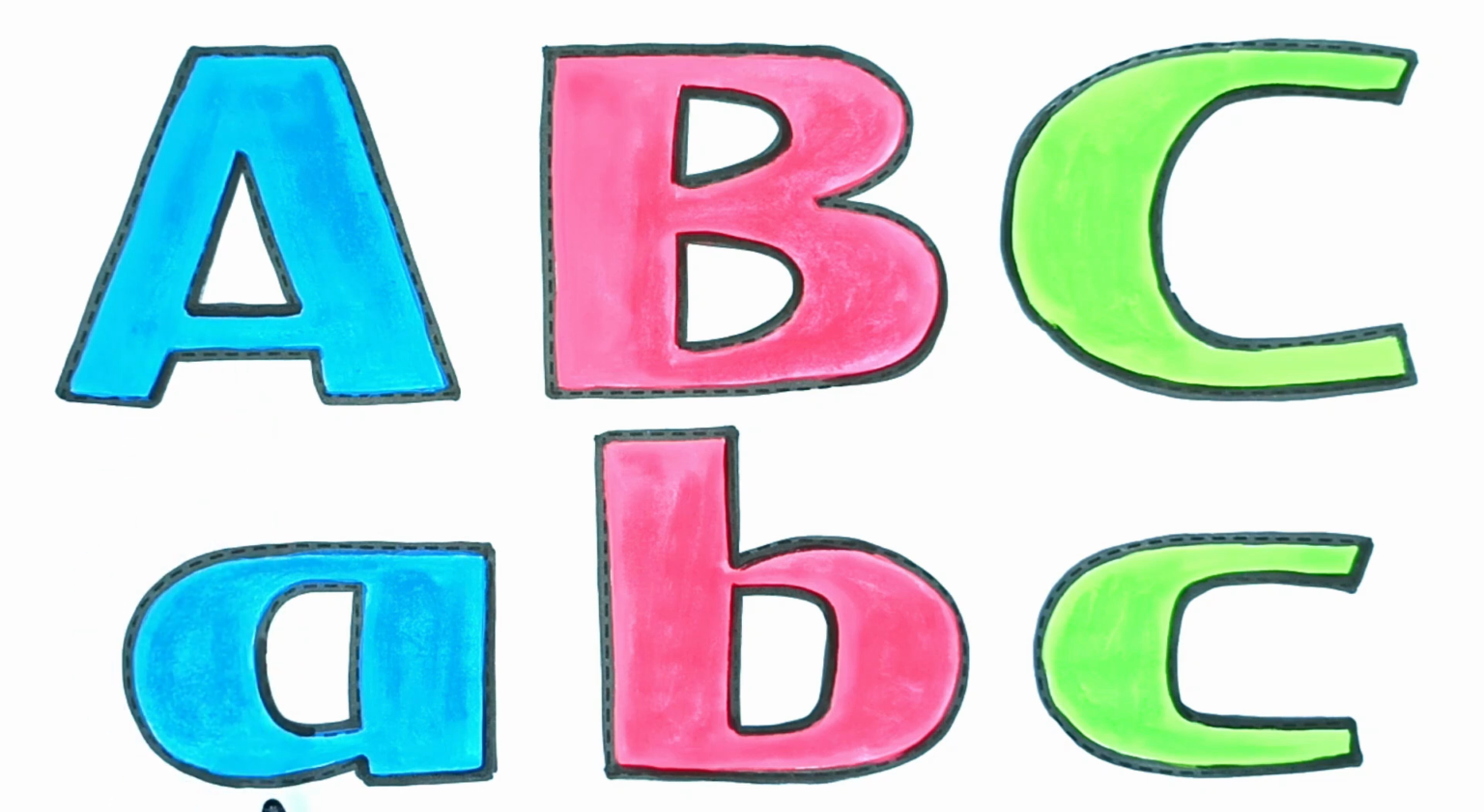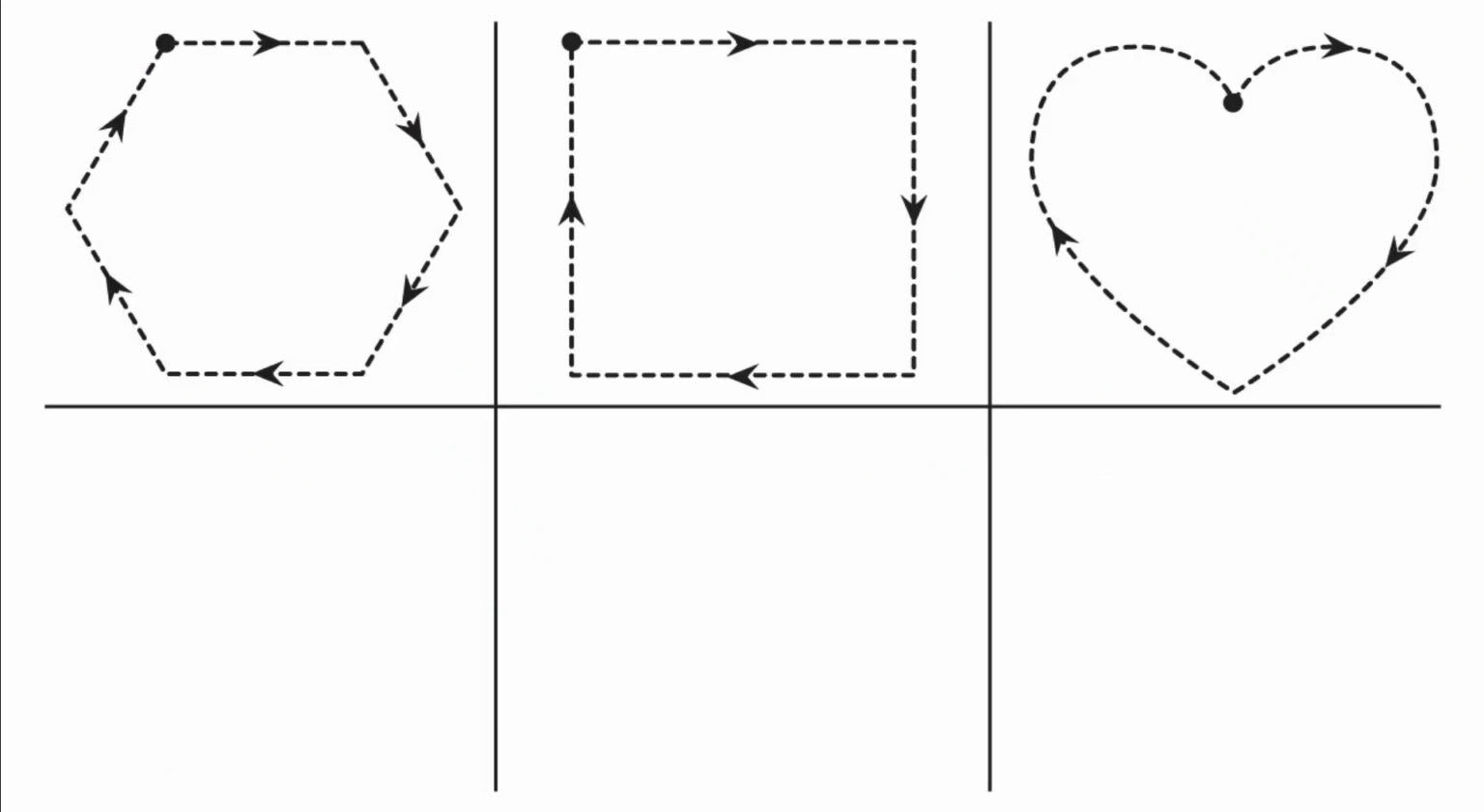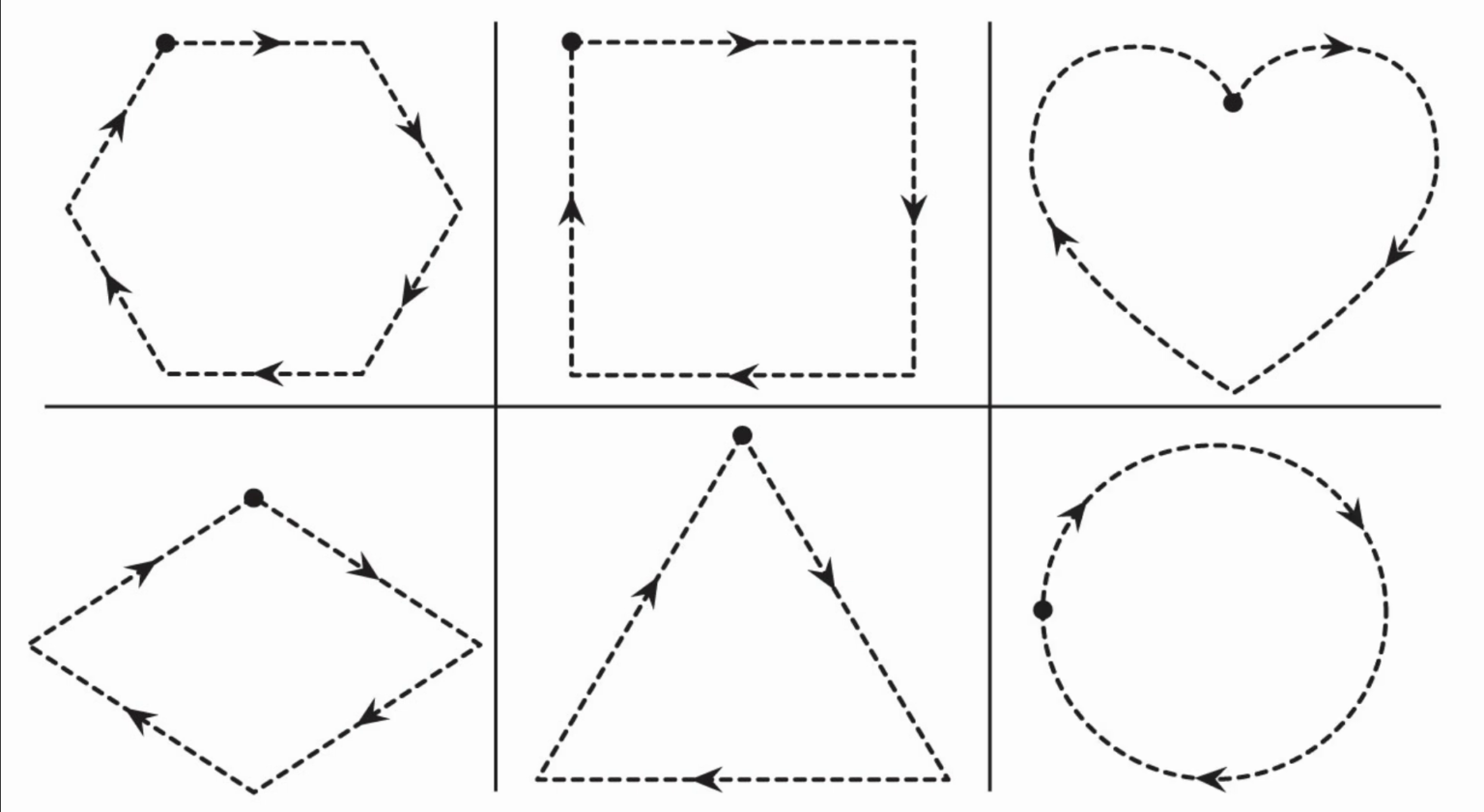Uppercase A. Lowercase a. Uppercase B. Lowercase b. Uppercase C. Lowercase c. Hexagon, square, heart, rhombus, triangle, circle. Let's trace and paint them together.